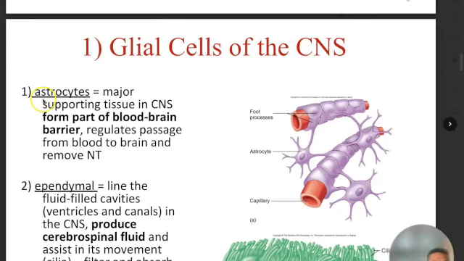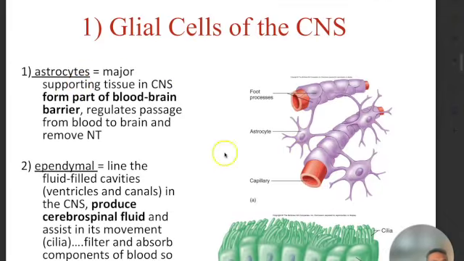First type is the astrocyte. The reason they're called astrocytes is that the majority of them look star-shaped. They form part of the blood-brain barrier, and their basic function is support.